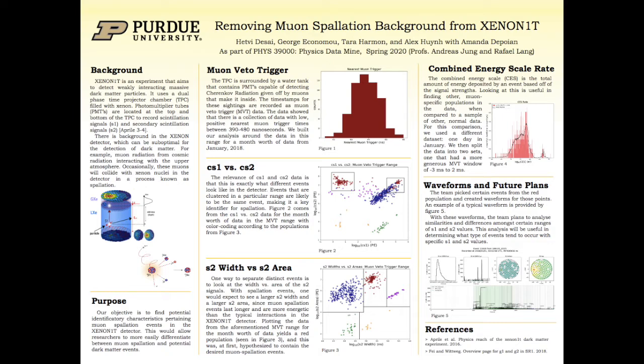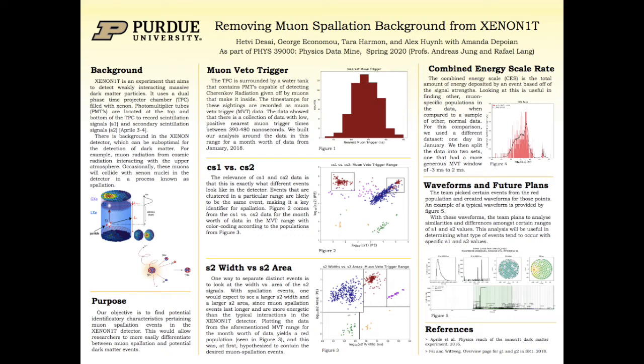Let's get started with the background of the detector itself. The XENON1T is an experiment that aims to detect weakly interacting massive dark matter particles. It uses a dual-phase time projection chamber, or the TPC, filled with xenon. Photomultiplier tubes, or PMTs, are located at the top and bottom of the TPC to record scintillation signals and secondary scintillation signals, known as S1 and S2. This is depicted in the diagram below.